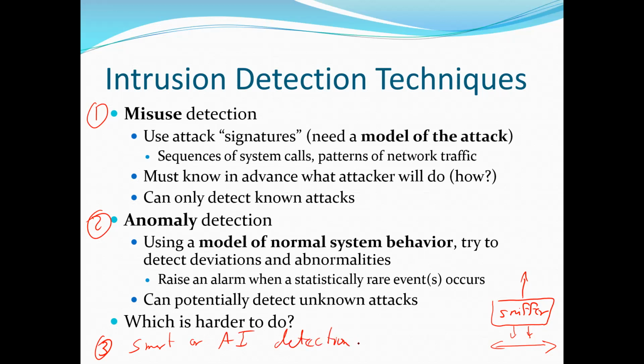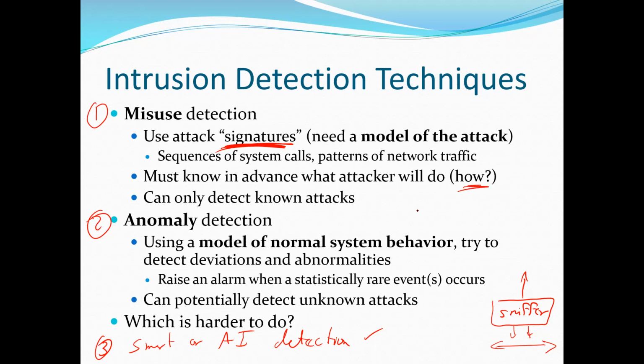Which, in a sense, anomaly detection is AI detection, but this would be even further up. So obviously misuse is the one that we started talking about last week. Misuse detection is based on signatures. So you have to know the attack. You need a model of the attack first, but for any attack that you have seen before, you analyze it for a few months, two to three months, and then after that you can create a signature and add it to your database of signatures, very much like malware works. So you must know in advance what the attacker will do.